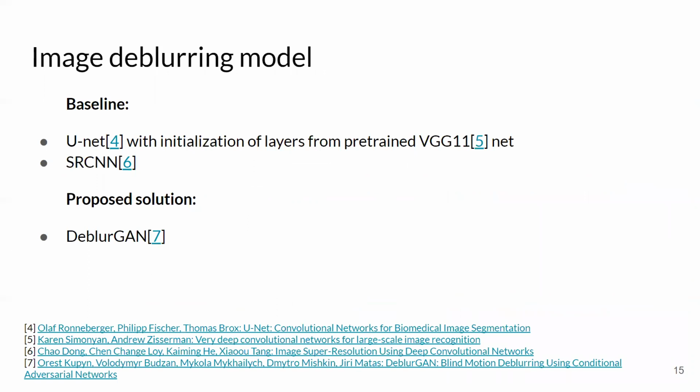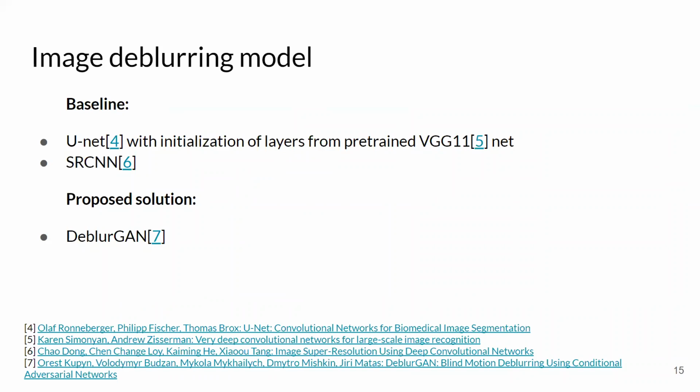The next problem is obtaining images with a higher resolution. For obtaining the image with high resolution, we decided to check UNet, which is familiar in biomedical segmentation, and super resolution convolutional neural network, which, because of its simplicity, serves as a baseline. DeblurGAN is a popular net for deblurring motion blur. Here it is proposed as a solution.